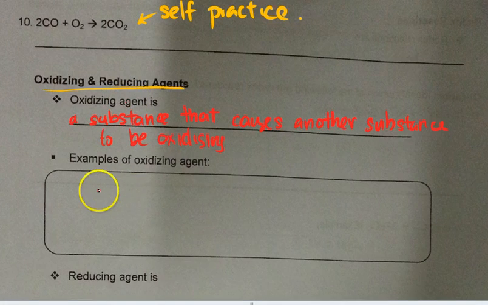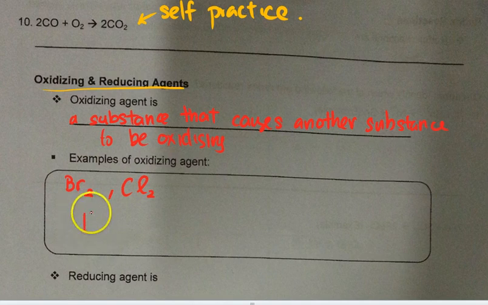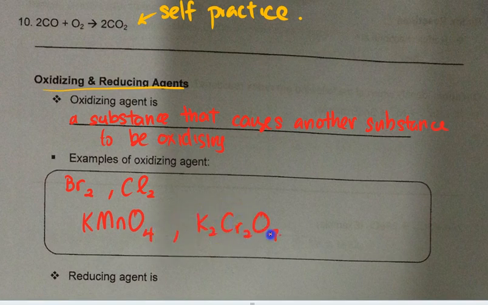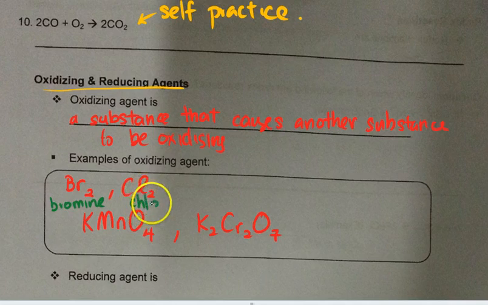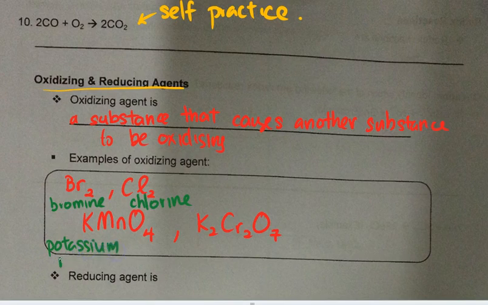So examples of oxidizing agents are maybe Br2, Cl2, okay, we have KMnO4, we have K2Cr2O7. Okay, this is actually bromine, the bromine element. This is actually your chlorine. KMnO4 is known as your potassium manganate 7. Okay, so please take note of this name. You'll see it quite often.